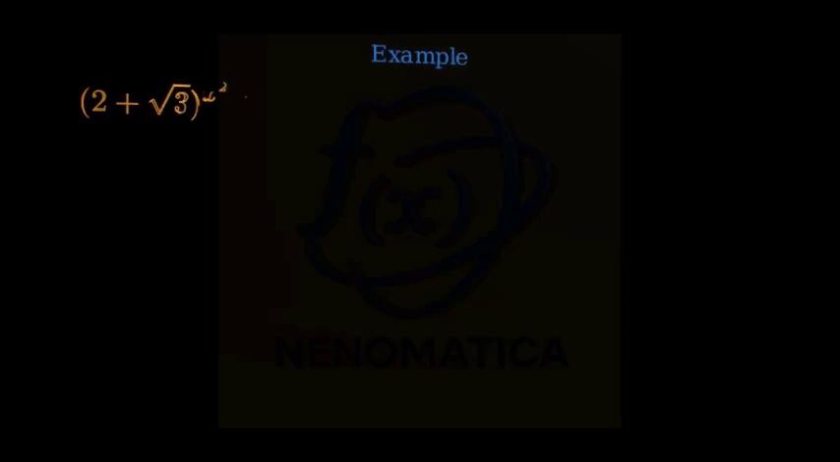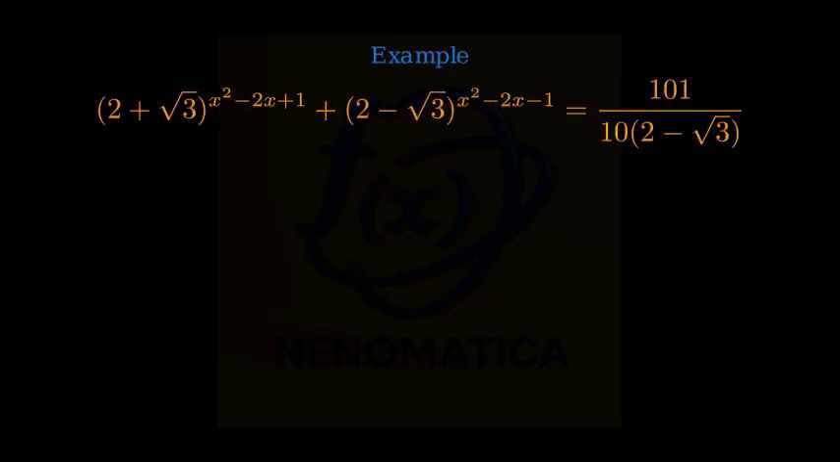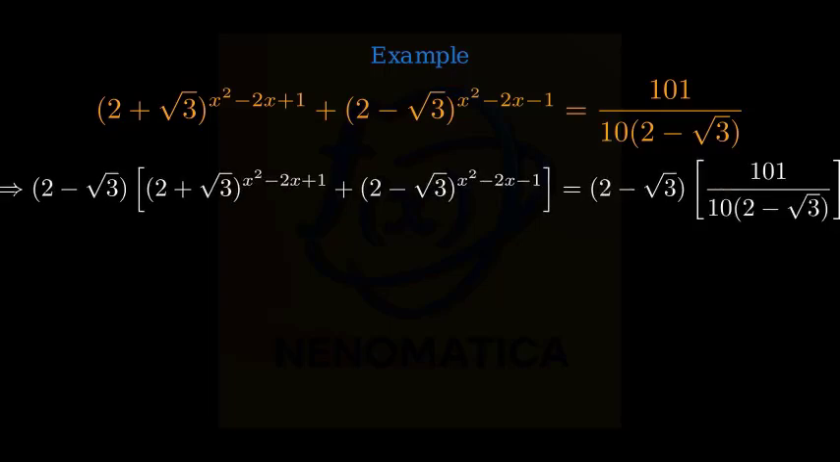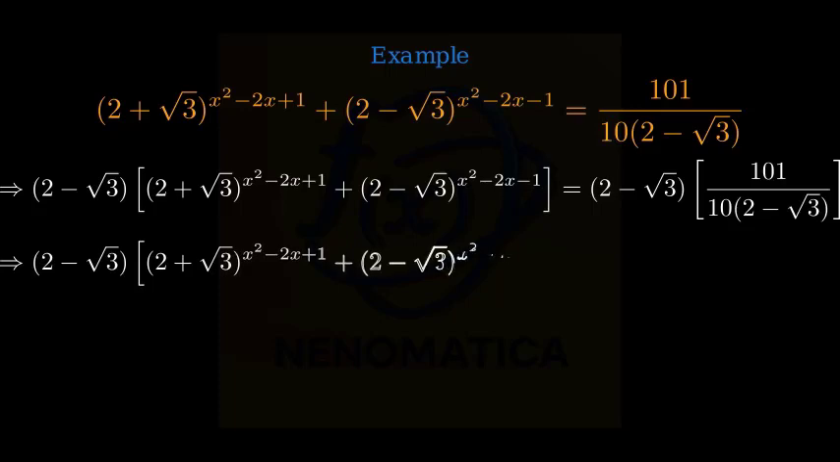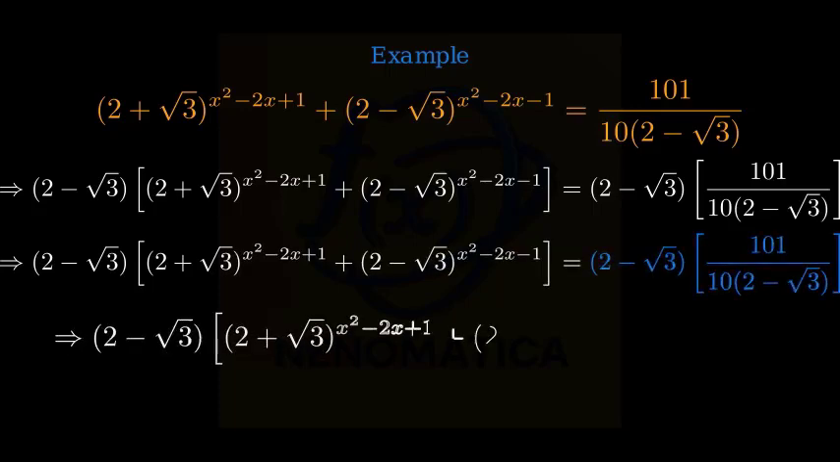Welcome to our lesson on solving exponential equations. We're going to walk through this example step by step. Let's solve this exponential equation. To simplify our work, we'll first multiply both sides by 2 minus square root of 3. After multiplying, the right side simplifies because 2 minus square root of 3 cancels out with the denominator.